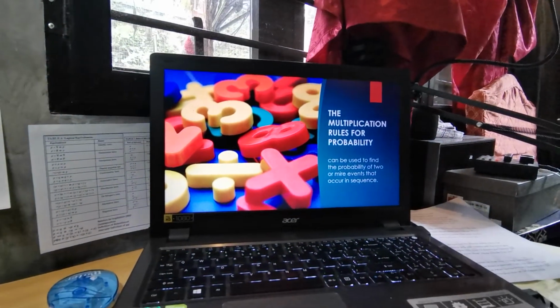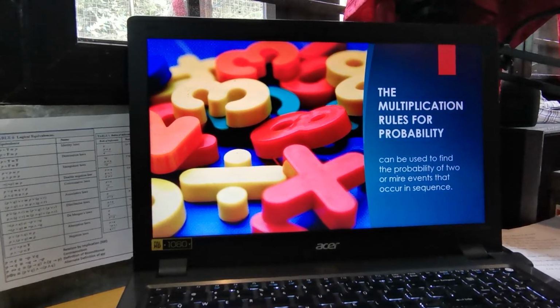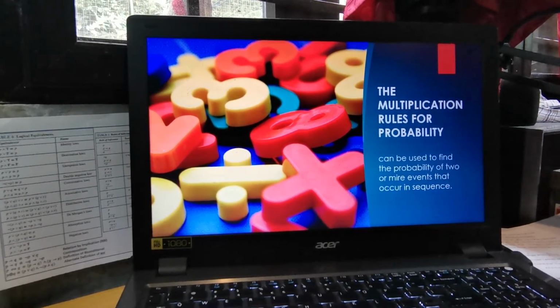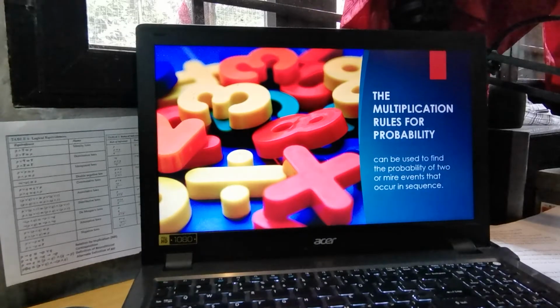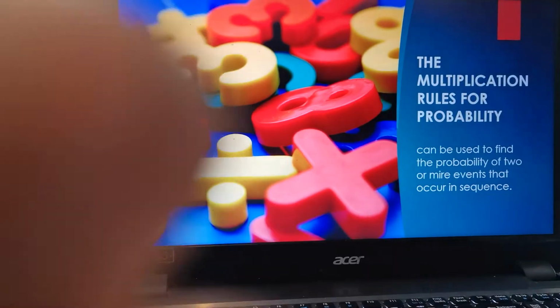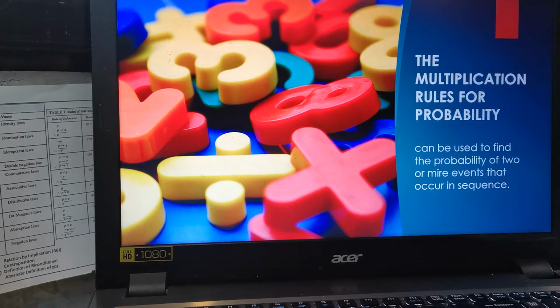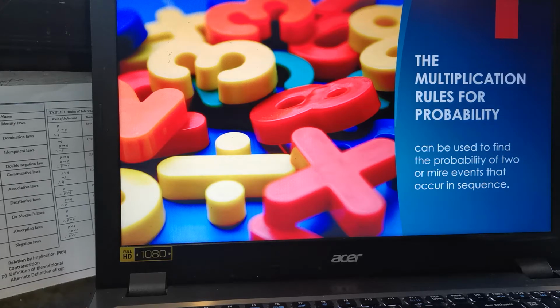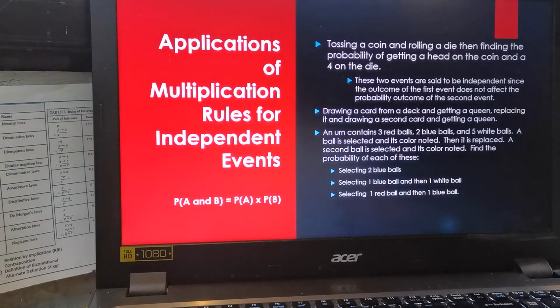So we are done with addition. Let us proceed to multiplication. Ayan. So, the multiplication rules for probability can be used to find the probability of 2 or more events that occur in sequence. Ayan. So, sequence ang pinag-uusapan natin dito. Okay? So, let us have the applications of multiplication rules for independent events.